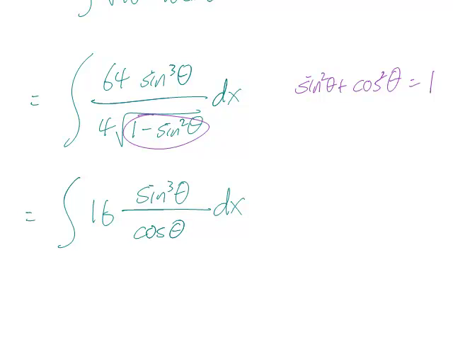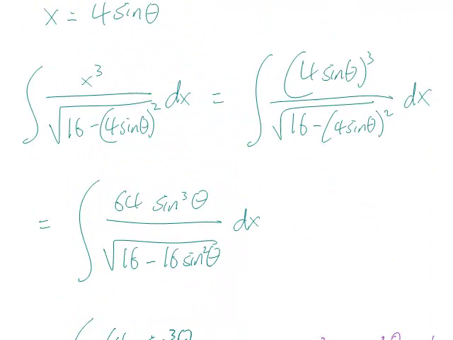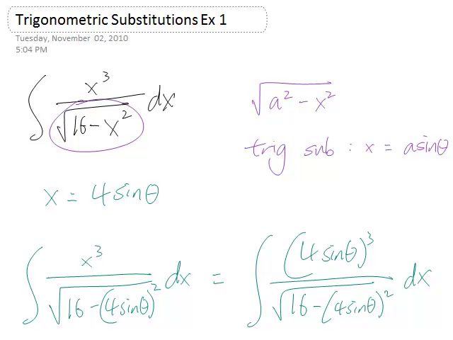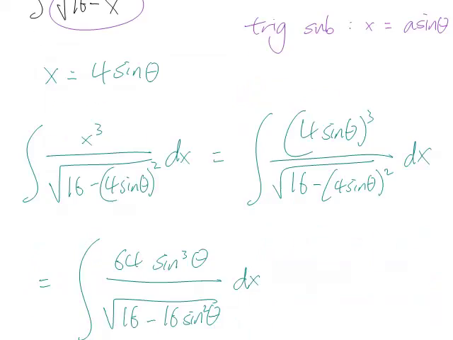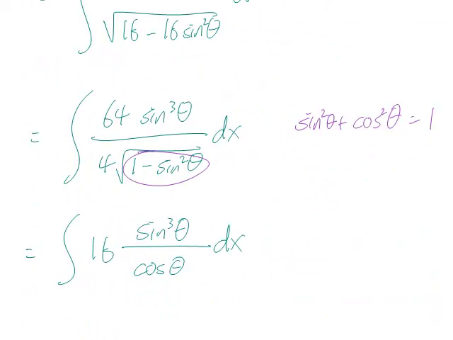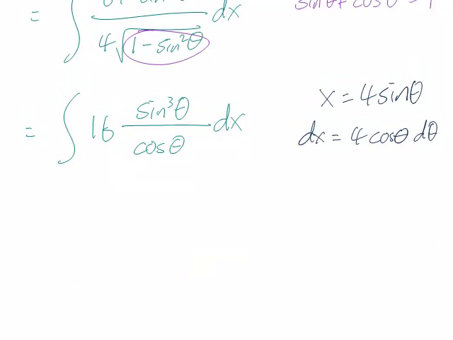We need to turn the dx into d theta, and if you go back up here, remember that x is 4 sine theta. So let's do this on the side here. x equals 4 sine theta. dx would be 4 cosine theta d theta. So remember that in the trig substitution, you don't have to divide by the derivative of the substitution. In fact, you multiply because you're doing a slightly different thing.